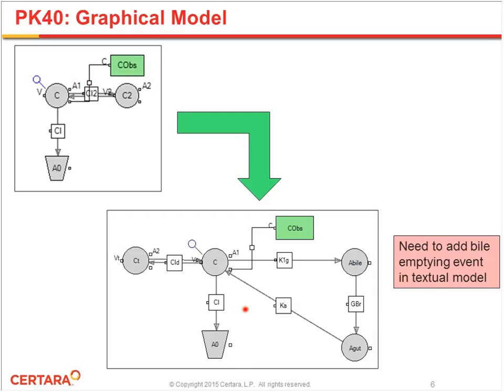But what is missing is the event where the gallbladder is emptying. And this is a discrete time-based event where the model should do something different when it should switch on the enterohepatic recycling path. And this cannot be inserted through the graphical model builder. So we need to switch into textual mode to enter the specific event. Okay, let's go to this.